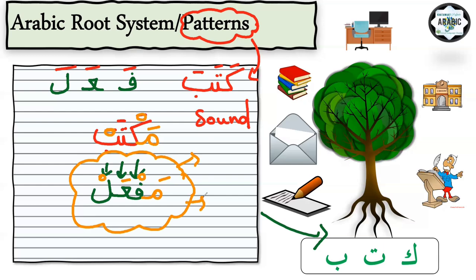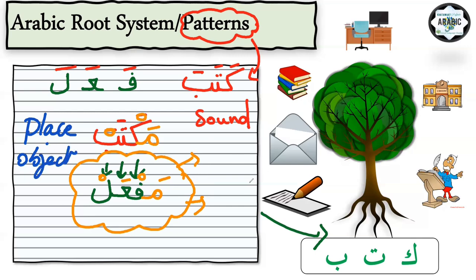Why do we learn the pattern system? The pattern system helps us determine a set of vocabulary that share the exact same context. So when I'm talking about maktab, obviously I'm referring to a place, or an object like a desk.